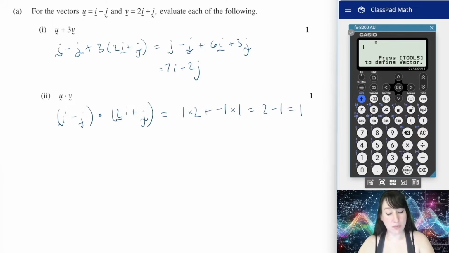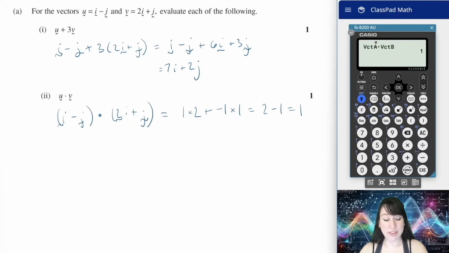Now, let's take their dot product. Start with the first vector, then to take the dot product, go to vector calculations and dot product. Now the second vector. And we get 1. Now, it's still important to show your working out on your test in order to get full marks. However, using a calculator, you can check your answers to make sure you've done it correctly.